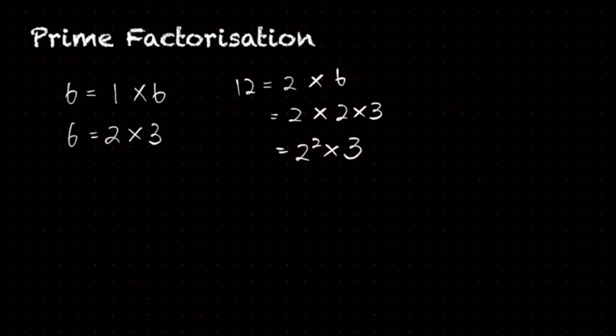Let's try another one, which is 18. So we have, let's say 2 times 9 is 18. Alright, 2 times, what is 9? 3 times 3. So we have 2 times 3 is 6, and 6 times 3 is 18. And so now let's write it in a shorter way. 2 times 3, how many 3's are there? 2. So we have 2 times 3 squared.